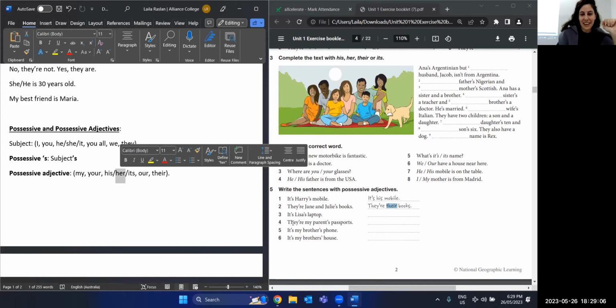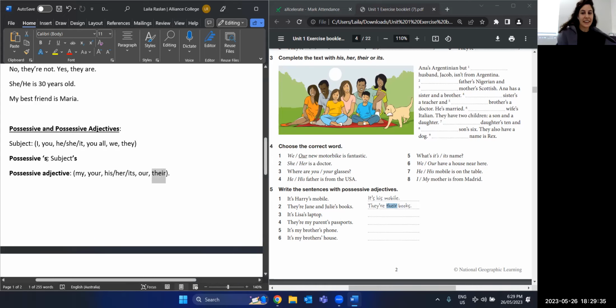So this one is they're my parents' passports, but we need to use their passports. Yeah, there's another there. You won't forget now. Their passports. So they, the passports, are my mum and dad's. There.